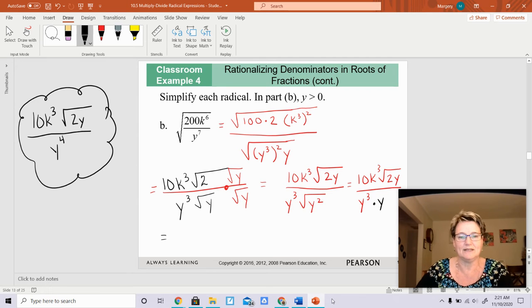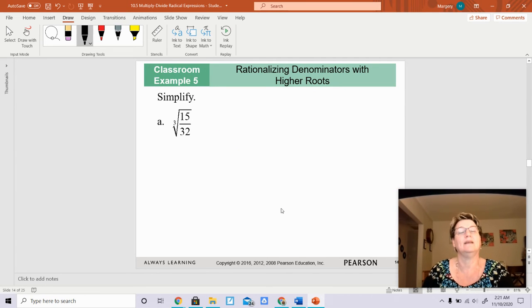Okay, let's go to the next one. I forgot to reset that. Let me start it. Okay. This one here is a cube root. Once again, if I can, I'm going to try to simplify it.